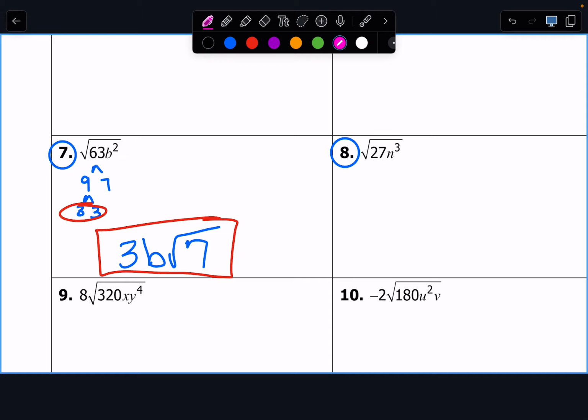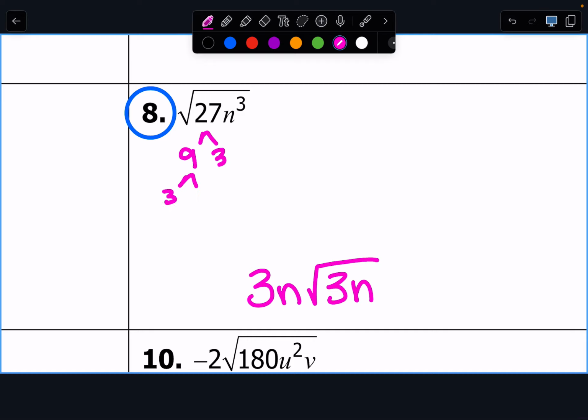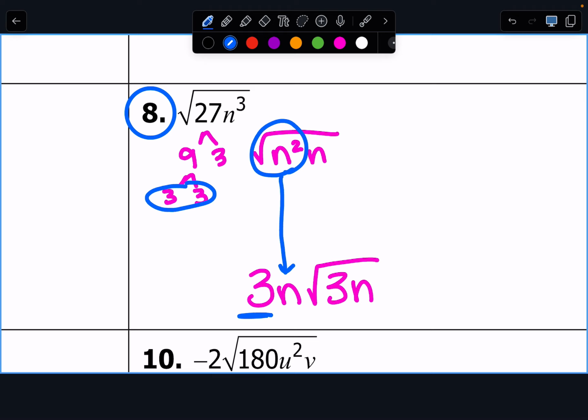Yep. Tinley, what do you think about number 8? 3n squared, and then the thingy, and 3n. Okay, Tinley's not sure. Is there a square here or no square? Square. Okay, so 27 is 9 times 3. So I think we're all okay with your 3 coming out here. But then we have n squared times n. Well, if n squared is under a square root, it comes out as n to the first. Okay. Thank you, Jill.